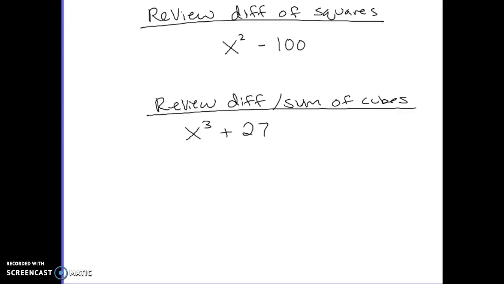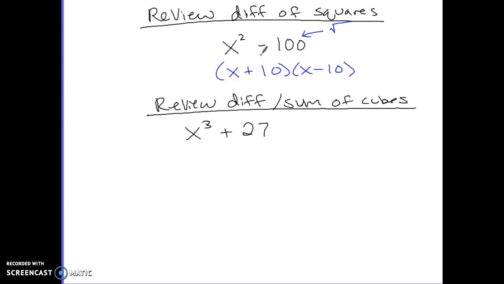Another skill that you're going to need is knowing how to factor using difference of squares and sum or difference of cubes. So when you see something like x squared minus a number, if you notice that this number is a nice number that you can take the square root of, then what you want to do is say x plus the square root, x minus the square root. You can't factor something with a positive. That's going to be an imaginary number.